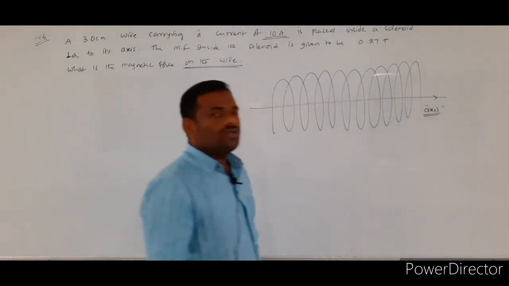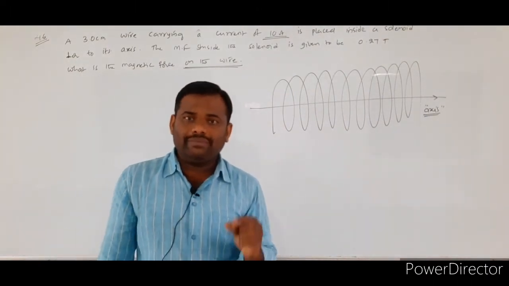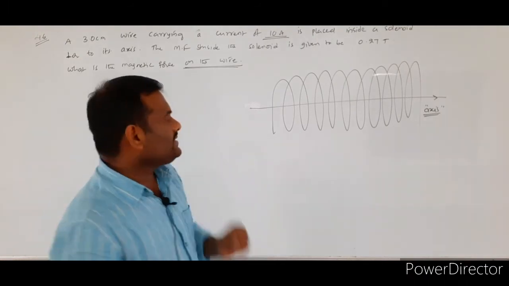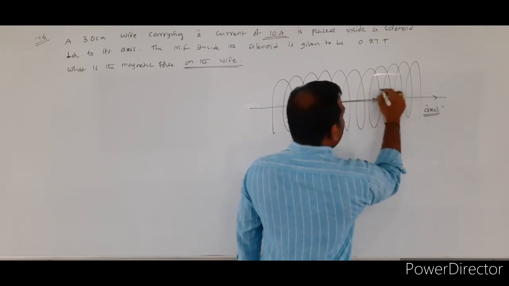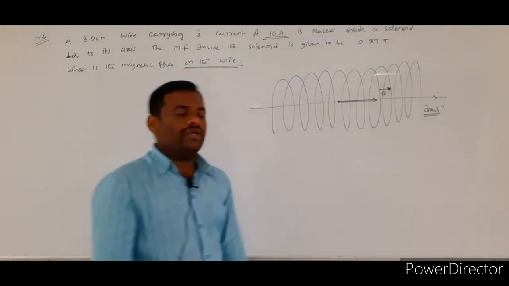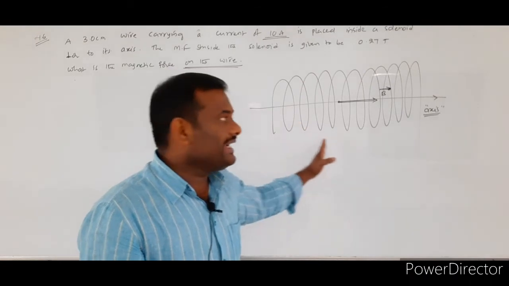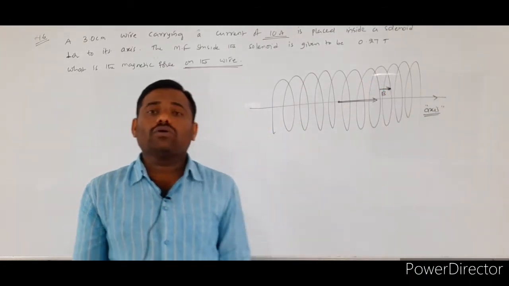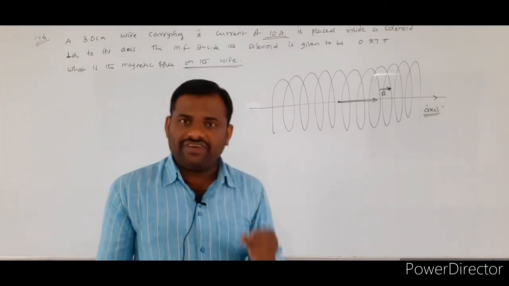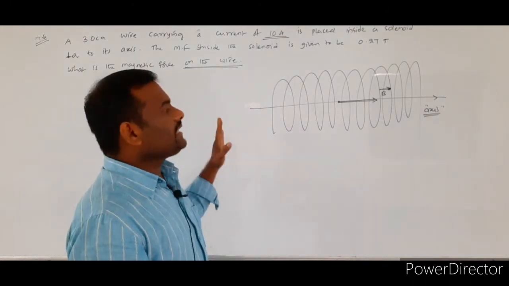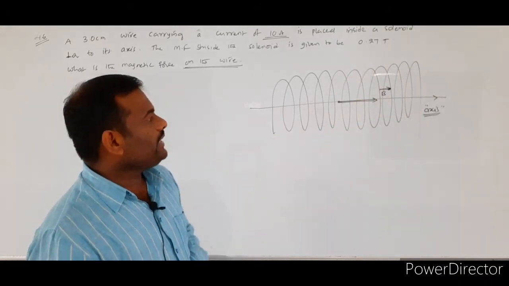This is indicating the axis of the solenoid. So we know that inside the solenoid, at any point the magnetic field intensity will remain the same, and the direction of the magnetic field for the given solenoid will always be acting along its axis only. So what point do we have to remember? In the case of the solenoid, the direction of the magnetic field is always acting along its axis. So that point we have to remember.